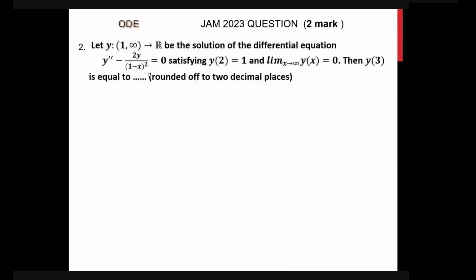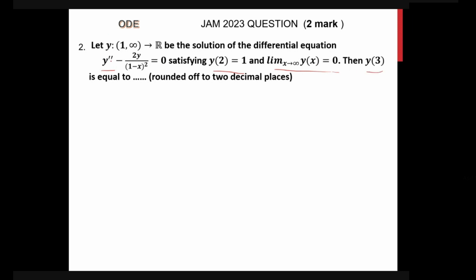Okay, so now we can move to another ODE question. This is again a 2-mark question, and it is also an important question. Let y be the solution of the differential equation y double dash minus 2y divided by (1 minus x square) equal to 0, satisfying these two conditions. I have to find out y of 3.